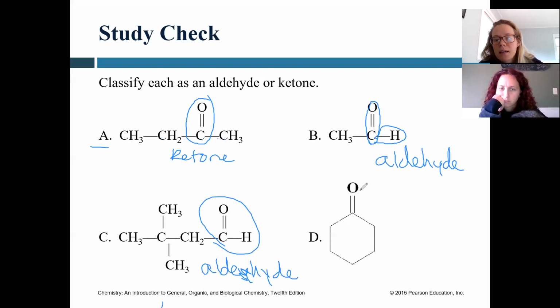This one here is sitting in the middle of the chain, right? If you're coming off of a cyclical structure, you're always in the middle of the chain. There are always going to be 2 carbons on either side. So this we would say is a ketone.